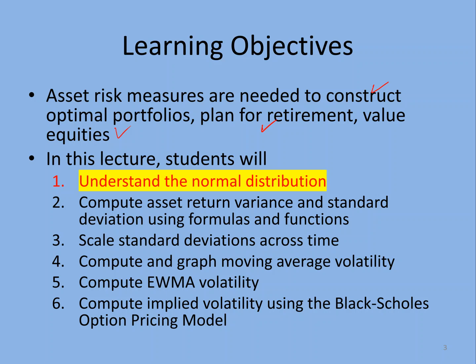In this lecture, in particular, we're going to understand the normal distribution. That's going to be section 1. We're going to compute asset return variance and standard deviation using formulas and functions. We're going to scale standard deviations across time. So how do I go from weekly to monthly to annual standard deviations? We're going to graph and compute the moving average volatility. We're going to compute exponentially weighted moving average volatility. And we're going to compute Black-Scholes implied volatility.